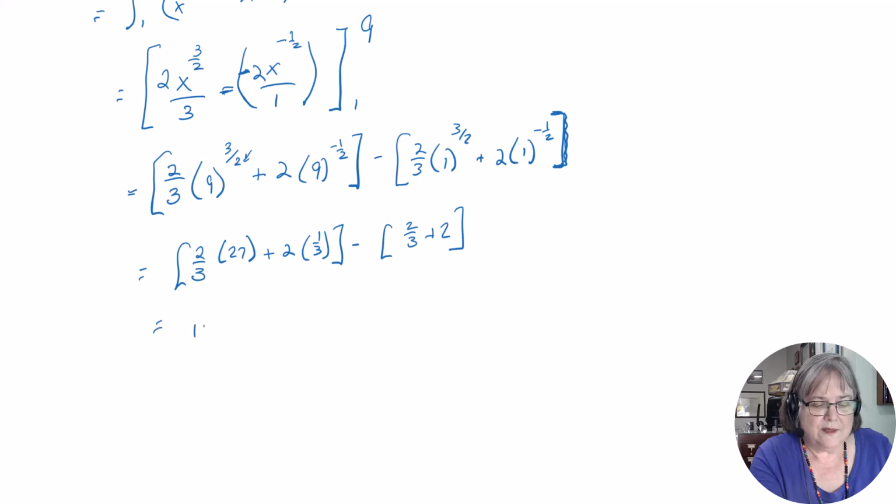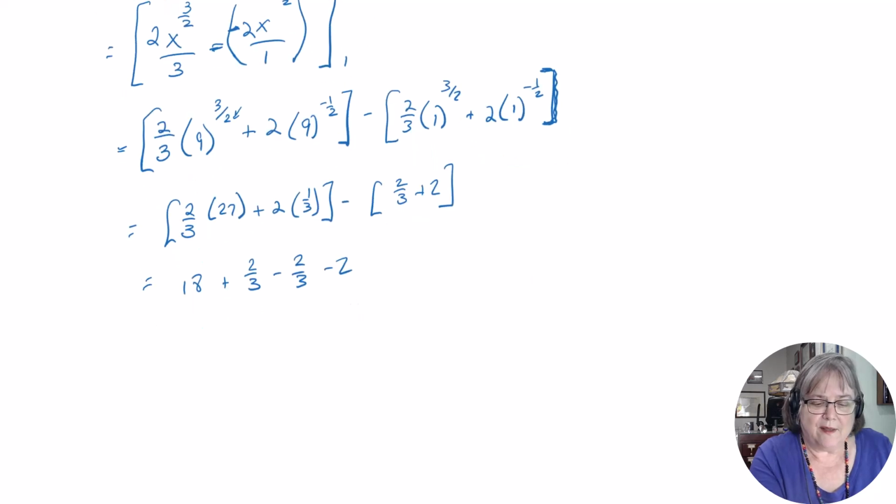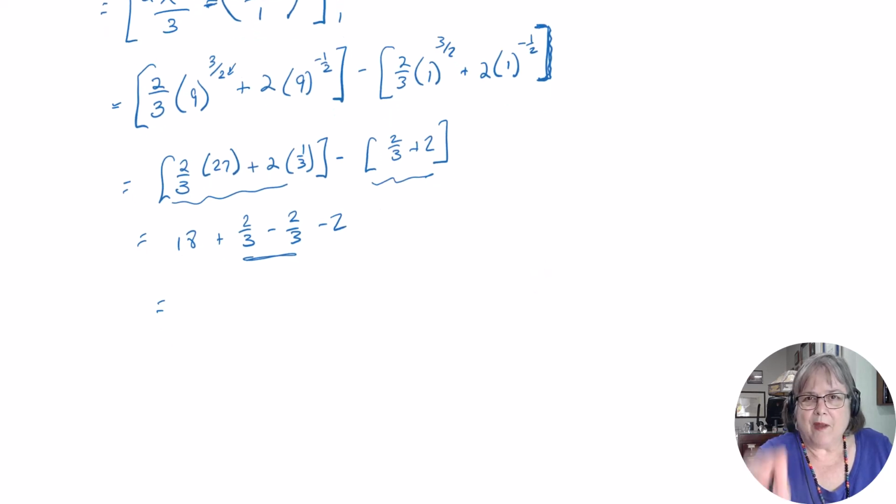Okay, so this is 18 plus 2/3 minus 2/3 minus 2. So see how sometimes it helps to not try to clean up all of this and then clean up all of this. Sometimes they work with each other, right? So 18 minus 2 is 16.